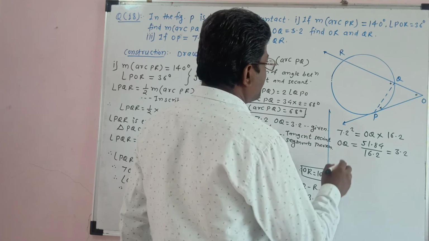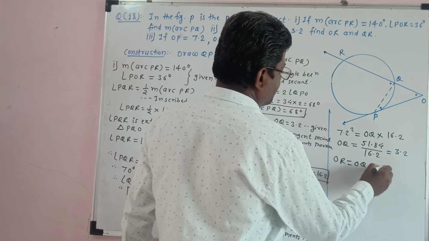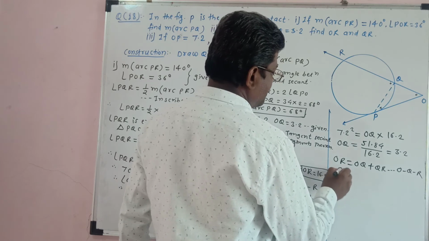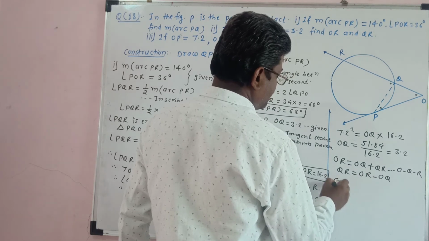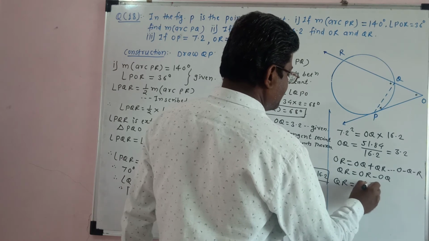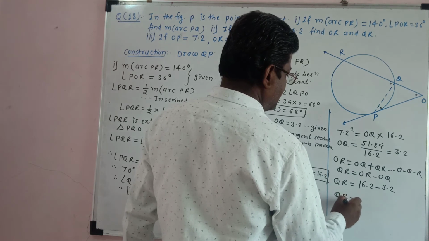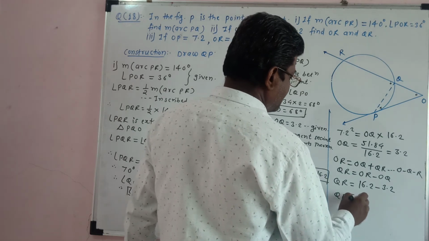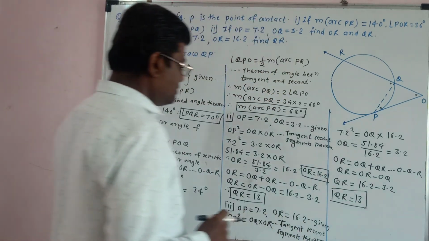We have to find QR. Then OR is equal to OQ plus QR. Reason is O-Q-R. From this, QR is equal to OR minus OQ. Value of OR is 16.2 and OQ is 3.2. Therefore QR is equal to 13. QR is equal to 13.